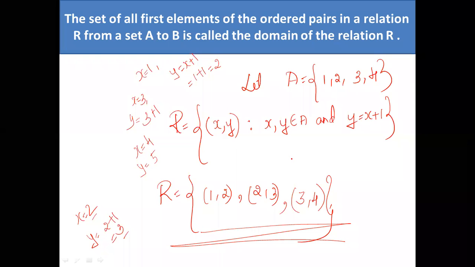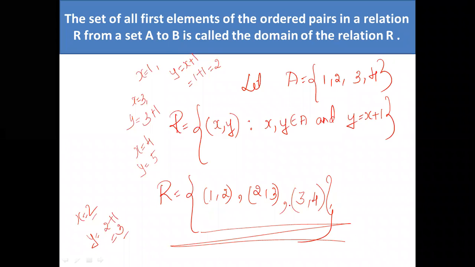Now you understood how to write the elements in a relation if the definition is given. Okay. Now, what I have to tell you is the set of all first elements in these ordered pairs. Which is the first element in this ordered pair?